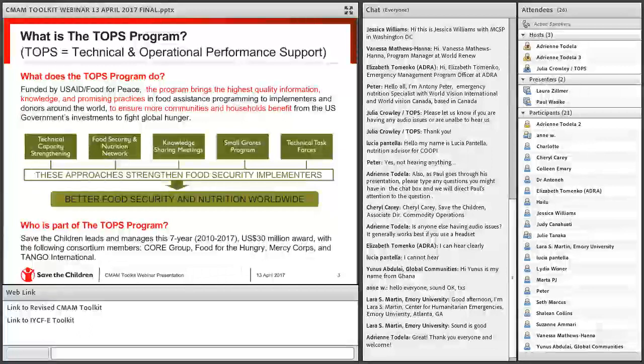So in terms of who's part of the TOPS program, it was 7 years, from 2010 to 2017. It was $30 million, and it is led by a consortium group, Food for the Hungry, Core Group, Mercy Corps, Tango International, and each of these members are focusing on a different technical area.